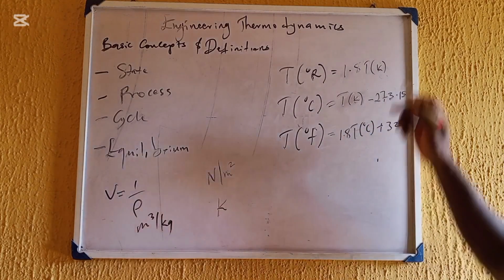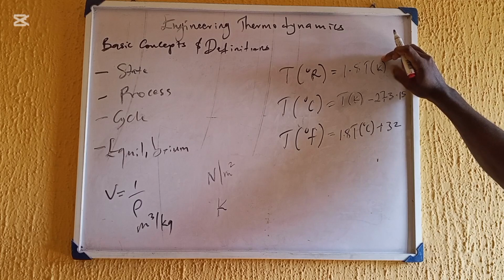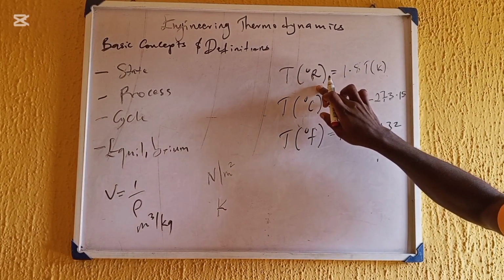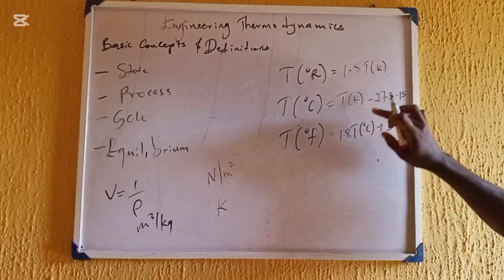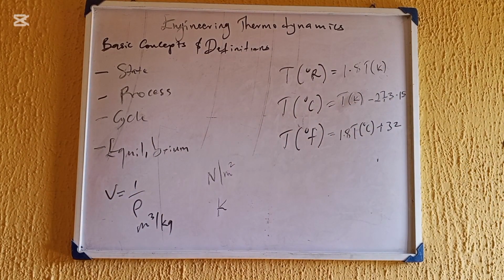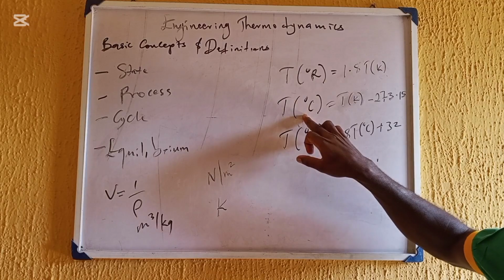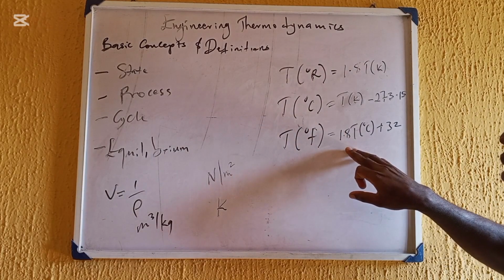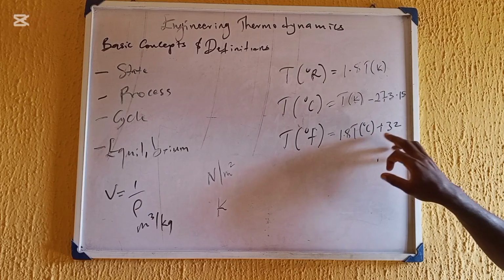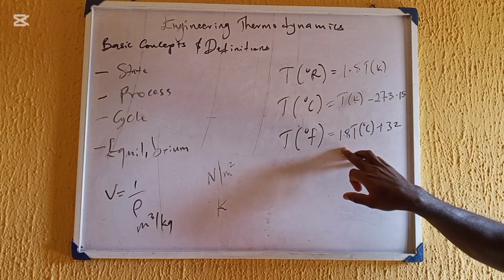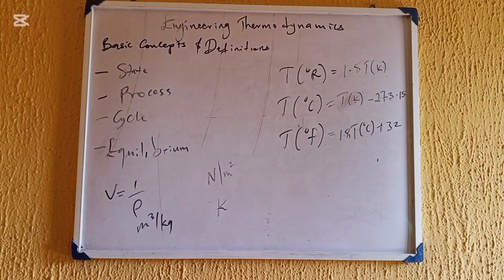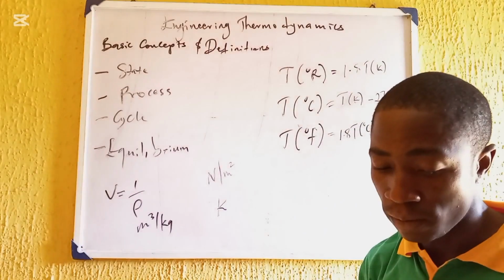So when you know your temperature in Kelvin, you can just multiply by 1.8 and that gives you temperature in Rankine. Then when you know your temperature in Kelvin, you subtract 273.15 from it. It gives you your temperature in centigrade. Then when you know your temperature in degrees Celsius, that's in centigrade, you multiply it by 1.8 and add 32 to it. It gives you your temperature in Fahrenheit.